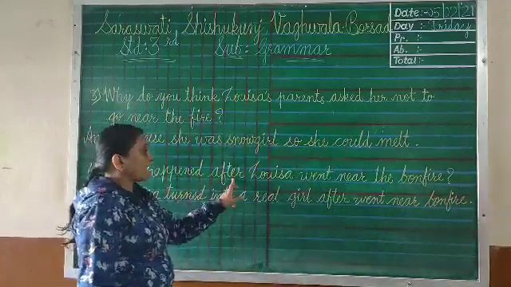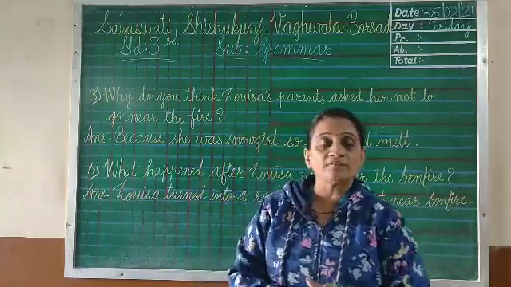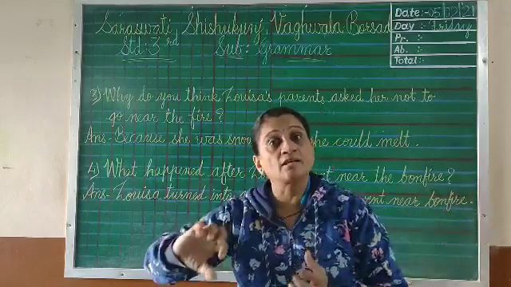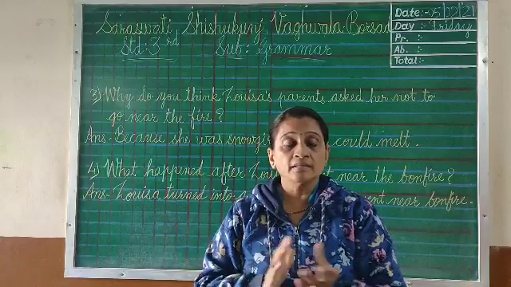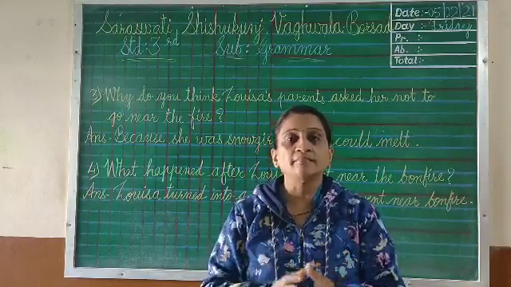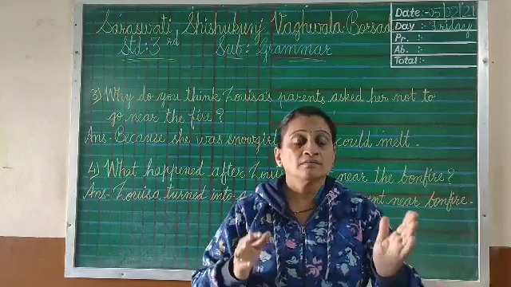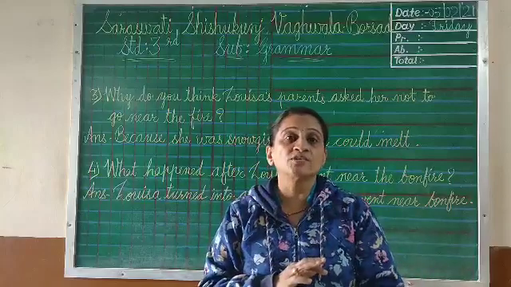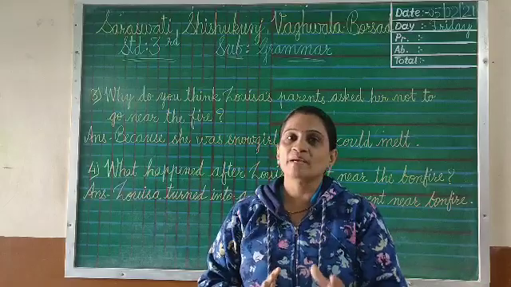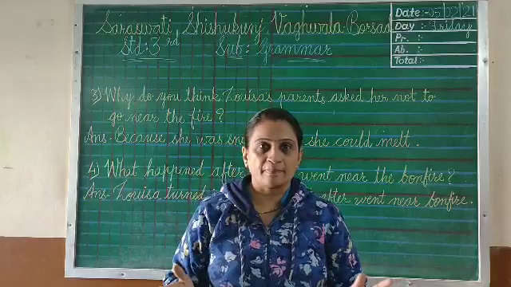What happened after Louisa went near the bonfire? Now what happened at the end of the story? Her friends dragged her and she went to the bonfire. Then after, what happened? She melted? No, there is a magic. At that time magic happened, that she didn't melt but she turned. The fire turned her into a real girl. At the end of the story, she became a real girl. And her parents were very happy.